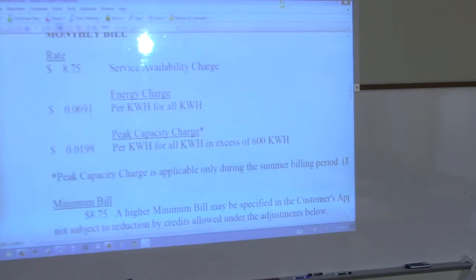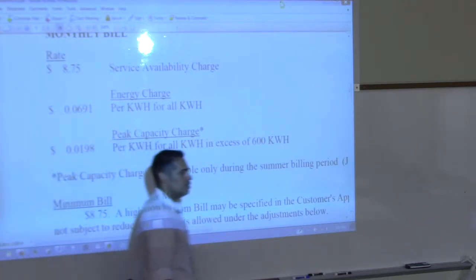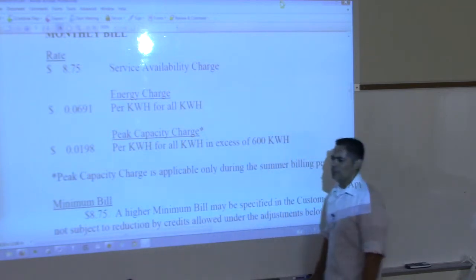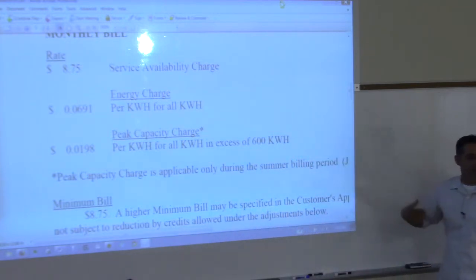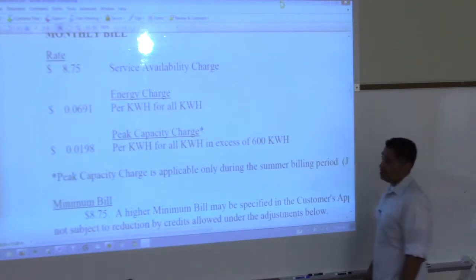kWh, which stands for kilowatt hours. So that's how much electricity you're using per hour. It's the way they measure how much electricity you're using, all right? So you're going to pay 7 cents per kilowatt hour you use.